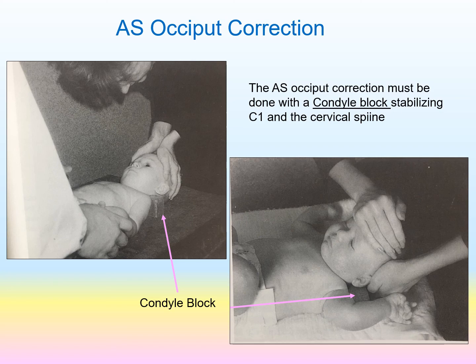When the patient gets a little bit larger, you could actually do this adjustment in the cervical chair with the patient sitting on the table between your legs, kind of like we saw the atlas adjustment earlier. You put the condyle block between your abdomen and the patient's cervical spine, and you can make the correction that way as well.